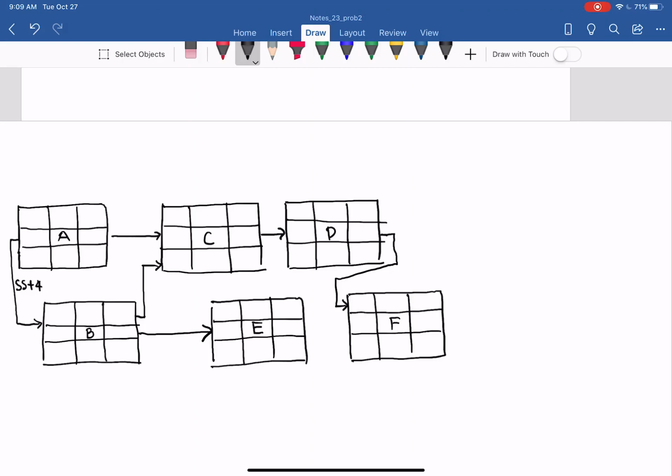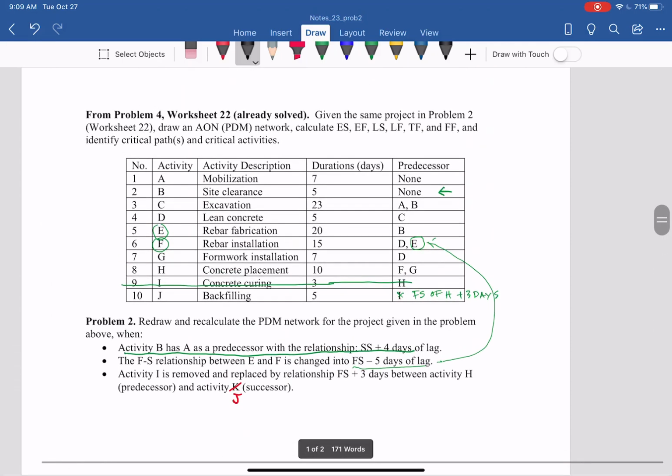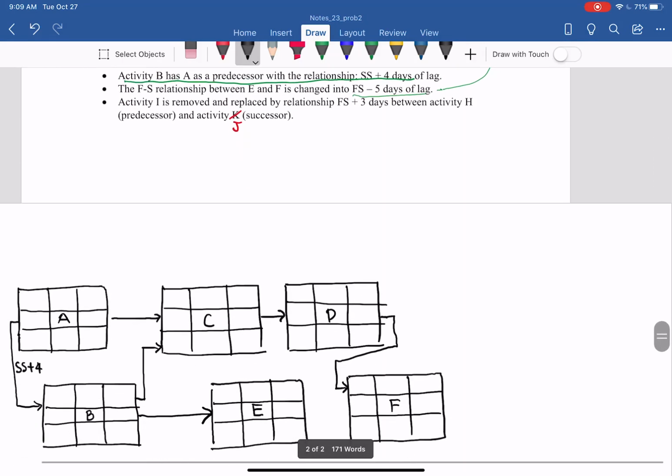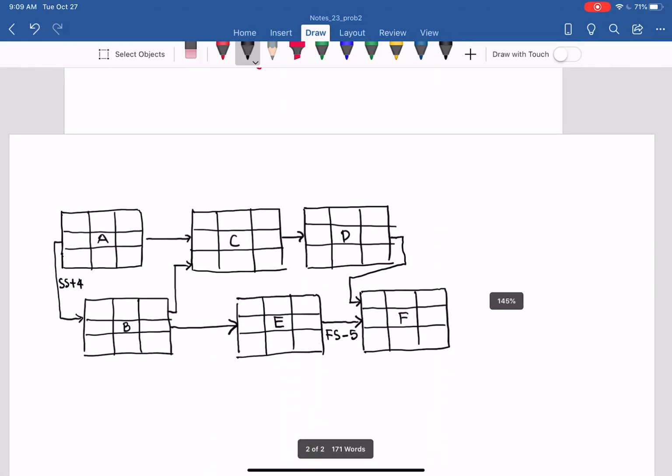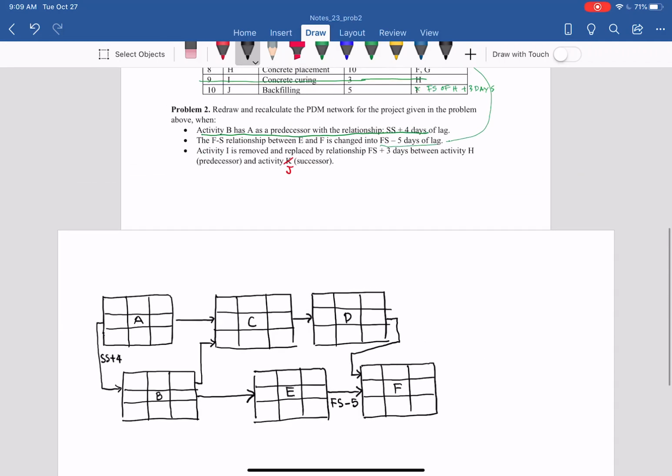E and F change from a finish start relationship to finish start minus 5 days. So it means a lag of negative 5 days. So here you go from finish to start, but minus 5 days. So FS minus 5.